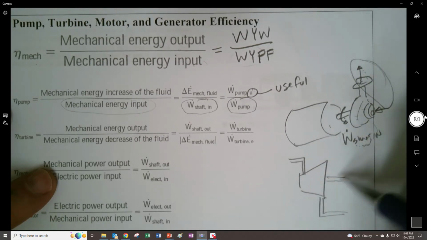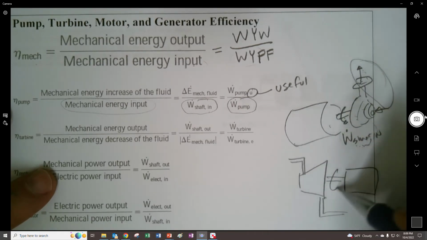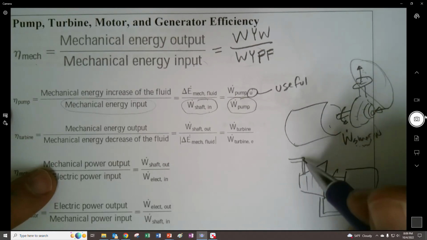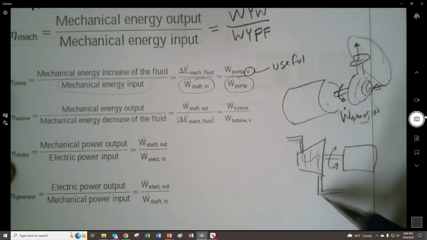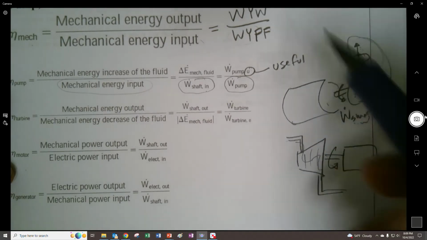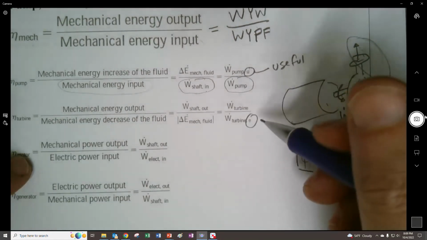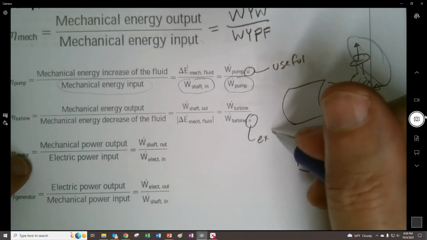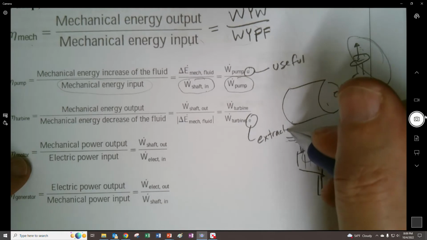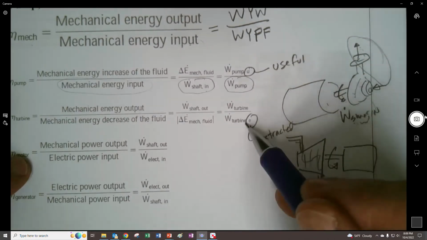The actual shaft power that we're going to get out from this turbine as it's being driven by this hydraulic power is going to be less. So this right here, this is the extracted. That's what they mean by this. I don't like these subscripts, but this is what the book is talking about. So this is the extracted power.